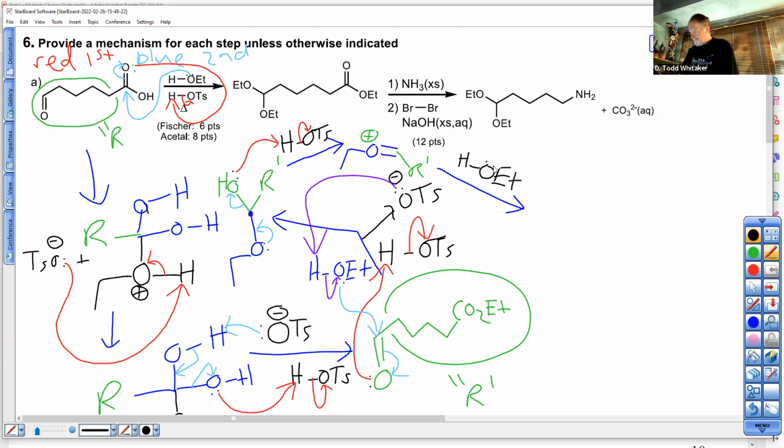So you're going to attack. There's your second OEt. And we'll neutralize. And if we neutralize, I think we can go straight to our product and save a little time. We made OTs minus, so let's just have it under the arrow here.